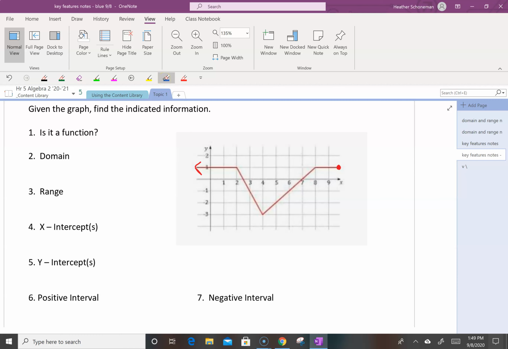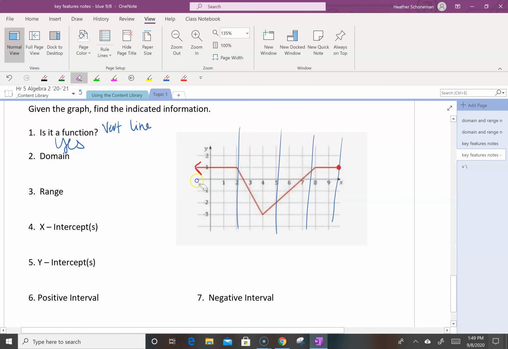Okay, let's see if we can put all the information that we know about key features in one graph. So the first one, is it a function? Well, yes, it's a function because we are going to do the vertical line test. So as we run these vertical lines, it's only going to hit my graph once. So yes, it's a function.